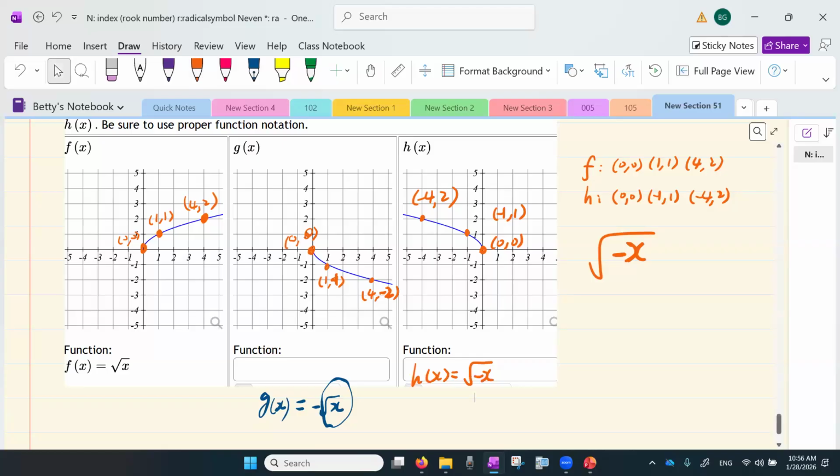So if you flip a graph over the x-axis, you put a negative sign in front of y, in front of the function. When you flip the function over the y-axis, you attach the negative sign in front of x. And let me know if it's clear. Makes sense.